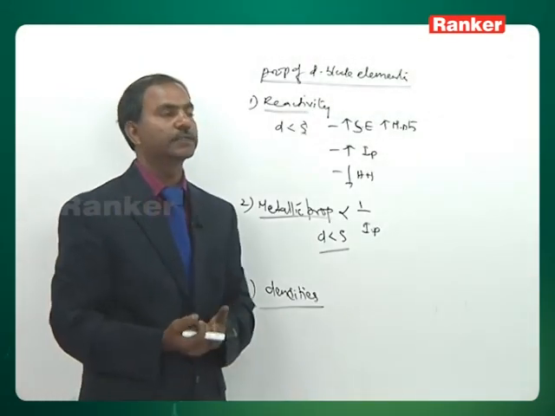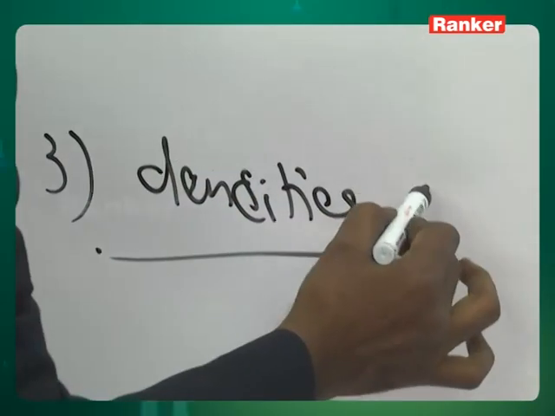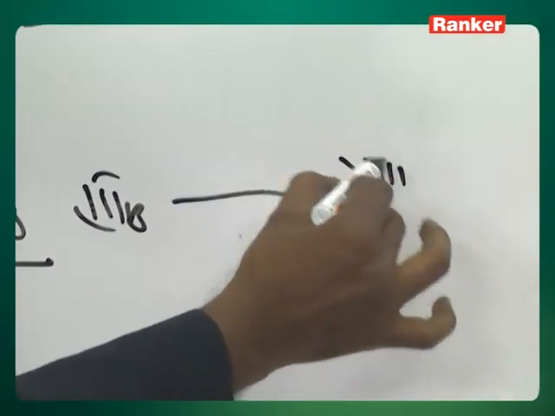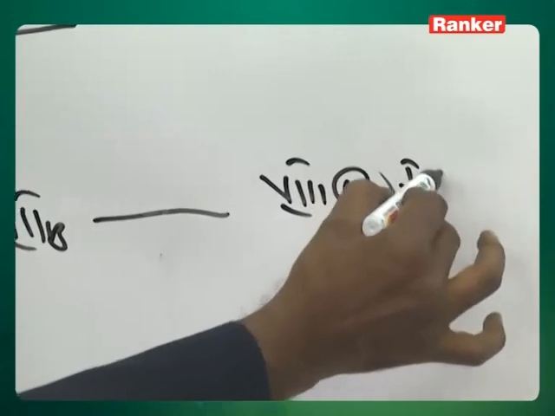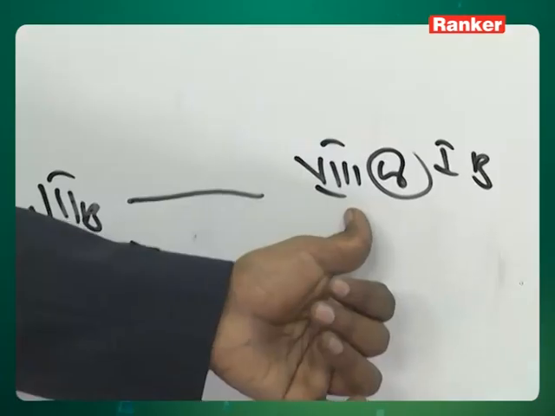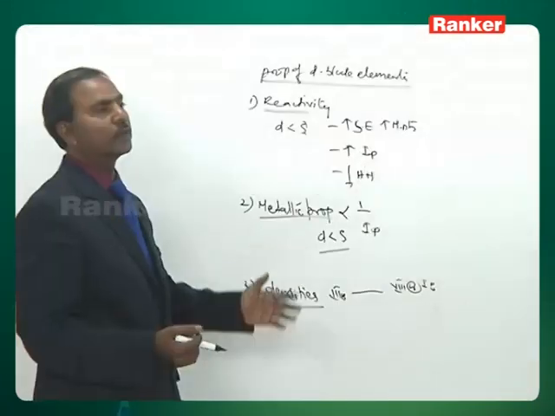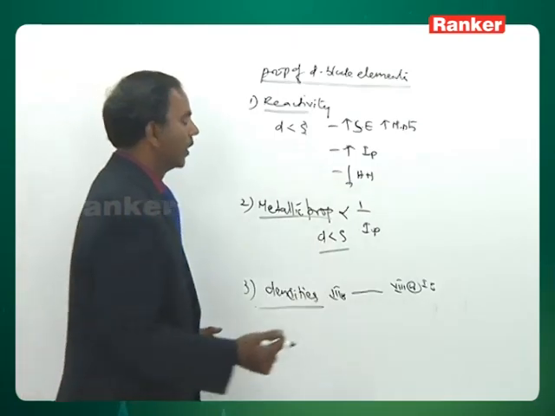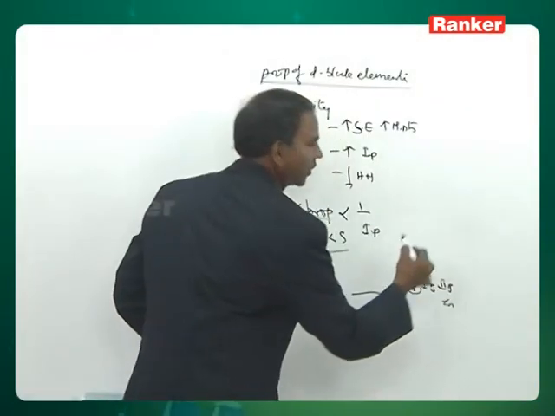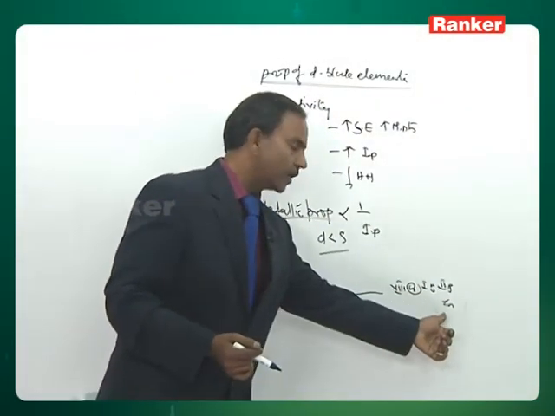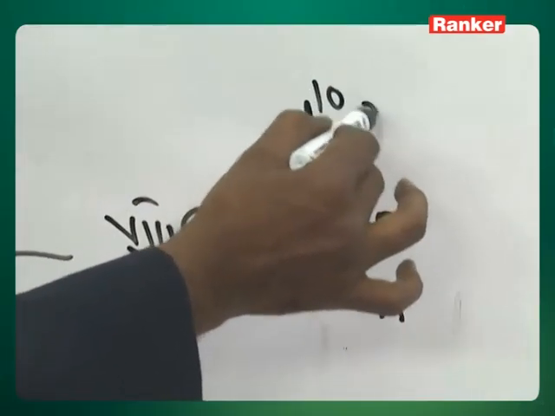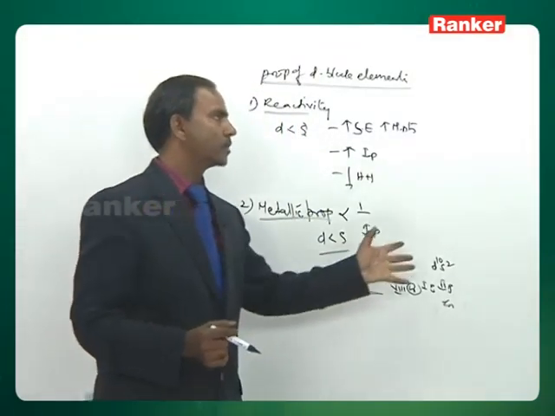Next, densities. Let us consider group 3B to group 8, or up to group 1B: the densities are gradually increasing. Consider the case of group 2B. Second B group means what you can take? Simply consider zinc. In the case of zinc, it has fully filled d orbitals. Fully filled d orbitals means what? d10 s2, fully filled d orbitals and s orbital.